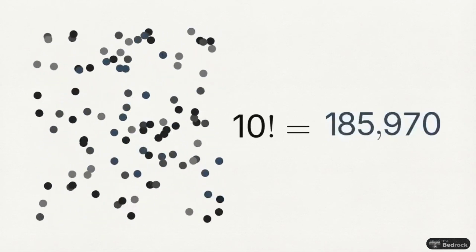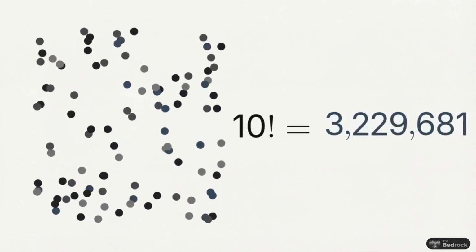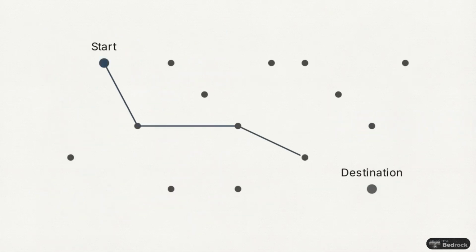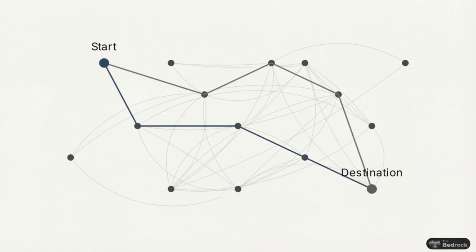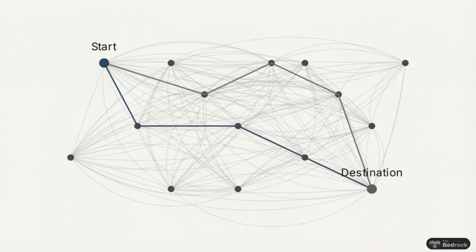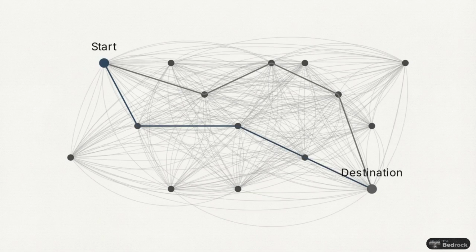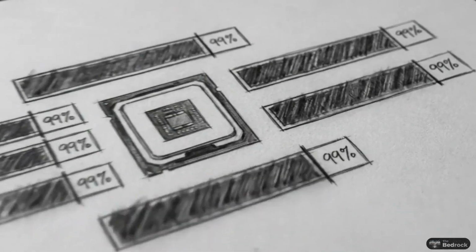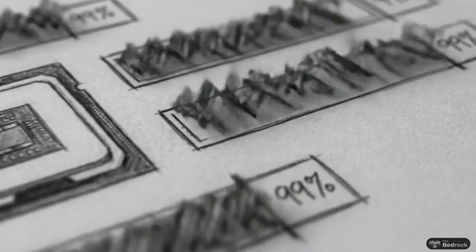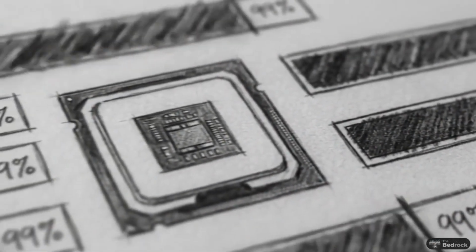4 packets create 24. By 10 packets, the number of arrangements explodes to over 3.6 million. This explosive growth is triggered by scheduling problems and route-finding algorithms, where the system attempts to calculate every possible path to find the most efficient route. Factorials represent the combinatorial wall. They mark the exact threshold where brute force computing becomes physically impossible, mandating intelligent algorithm design to bypass the mathematical bottleneck.